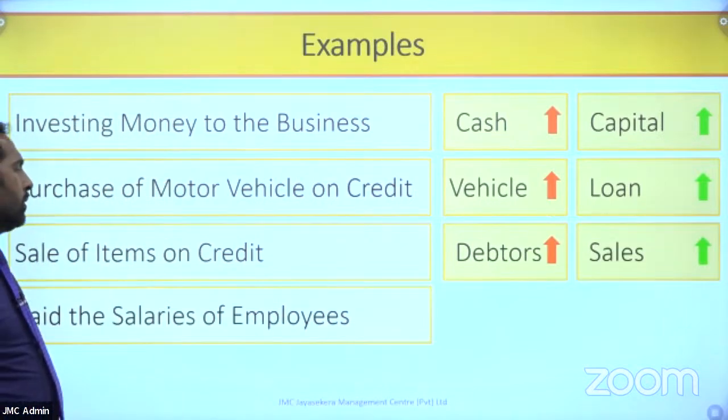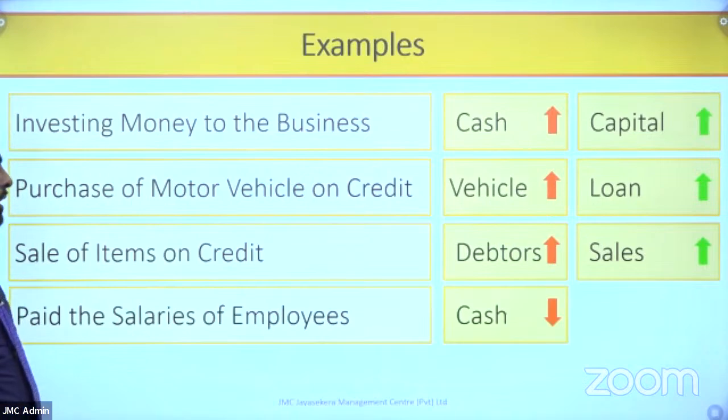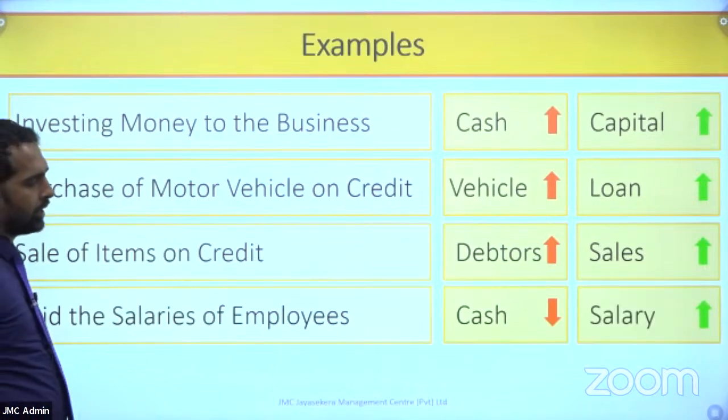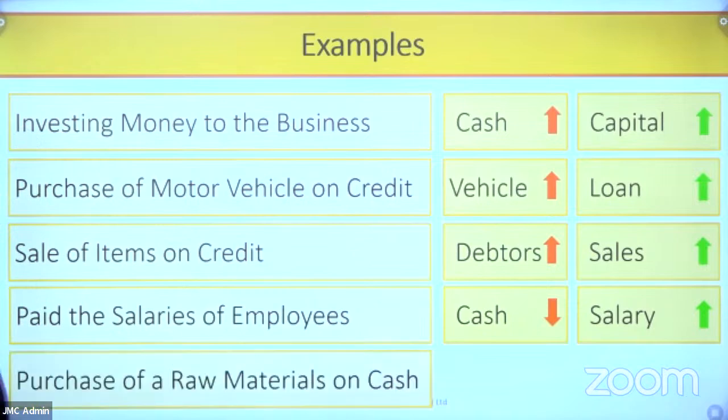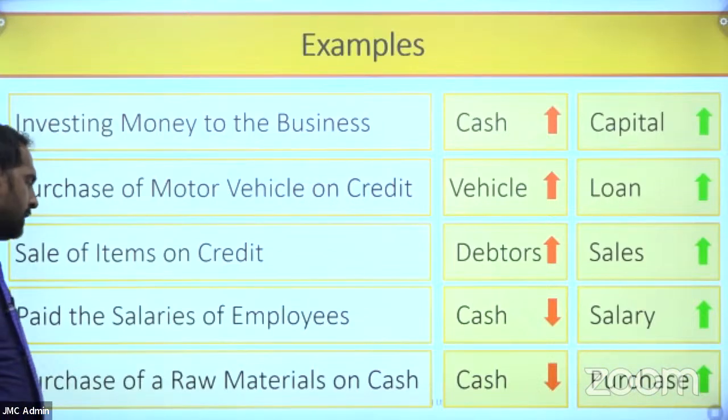Pay the salaries of the employees. Salaries will increase, cash will come down. Purchase of raw materials on cash. Cash will come down. Raw material, the items will increase. Or say the purchases goes up.